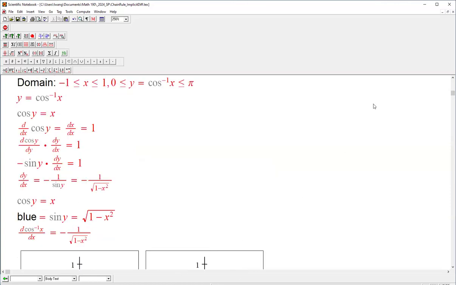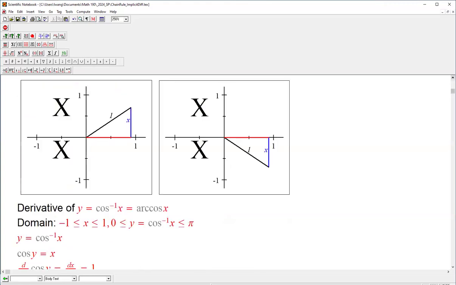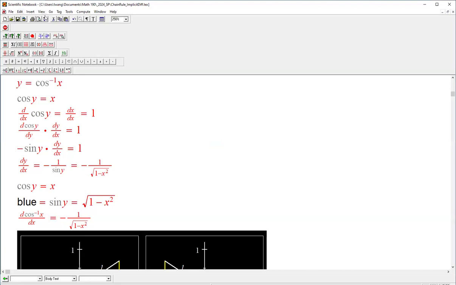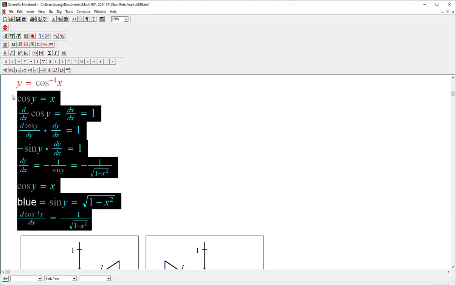For the derivative of ArcCosine, I'm going to bring back up the picture I drew, and I'm going to delete all of these.